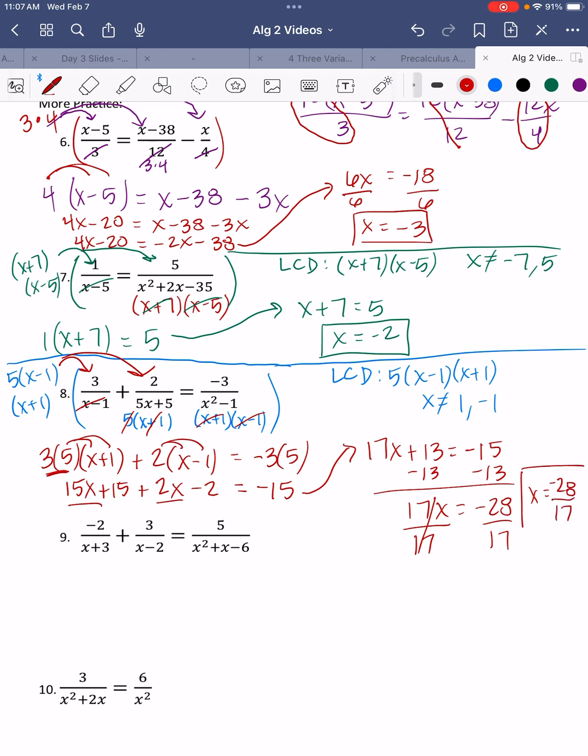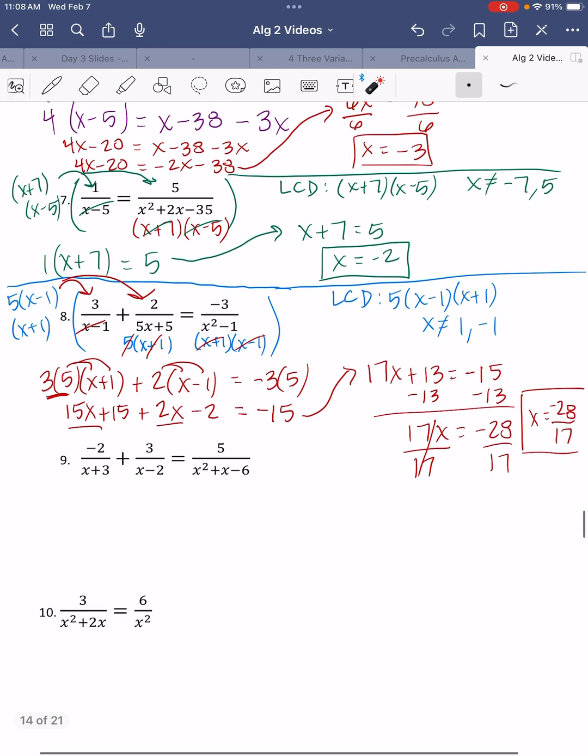-28 over 17. Please leave it as an improper fraction. Don't try to convert it to a mixed number, and please don't type it in the calculator. We don't want it to be a rounded answer. This is actually the best, most exact thing you can do, and you don't have to do any extra thought to get there. Okay, let's try another one.